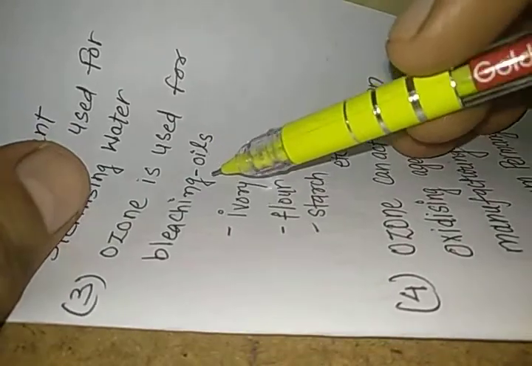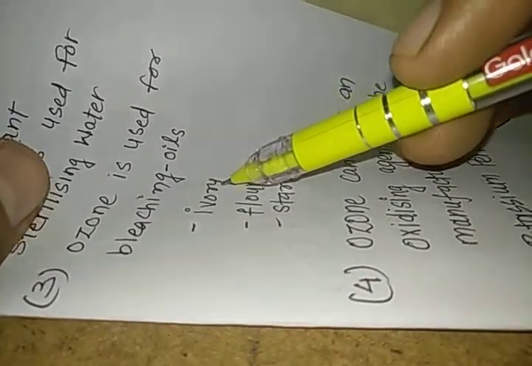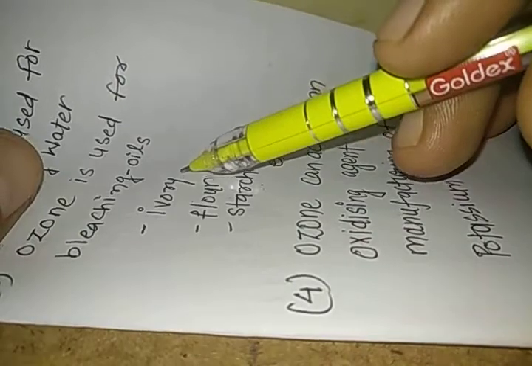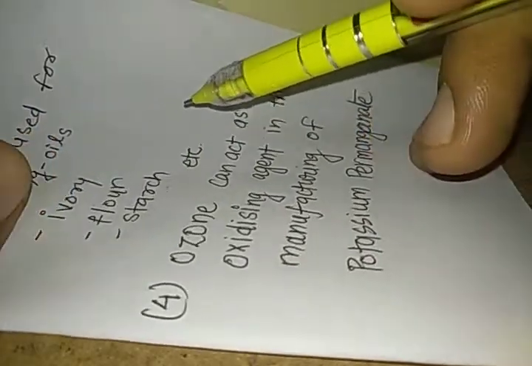Ozone is used for bleaching oils, ivory, flour, and starch. When these oils, ivory, flour and starch are produced, they are not good, or they have some colors, but people like to have oils clear, ivory very white, flour very white, and starch powder also should look very good. So to bleach them, to make them colorless, ozone is used.